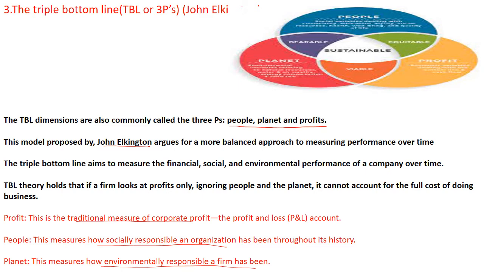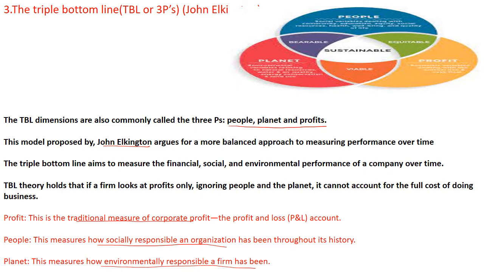The theory holds that if a firm looks at profits only, ignoring people and the planet, it cannot account for the full cost of doing business. So if the company is focusing only on profit and is not taking care of the other 2 factors, the planet and the people, then the company is not a CSR oriented company and it is not a well-doing company, right? Profit is the traditional measure of corporate profit, that is the profit and loss account. People means how socially responsible an organization is towards its employees throughout its history. So that is measured through people.